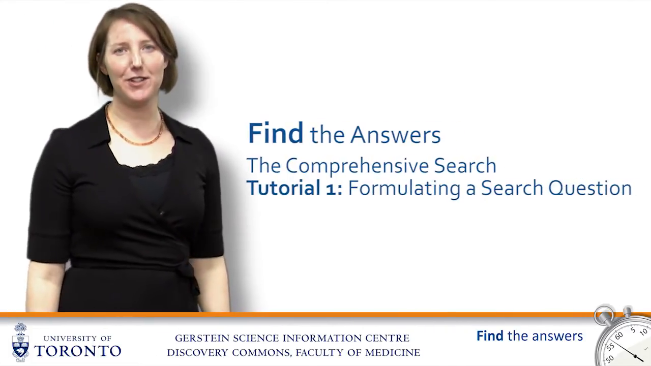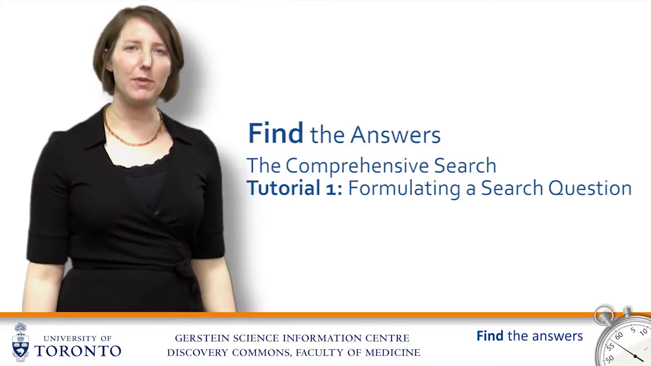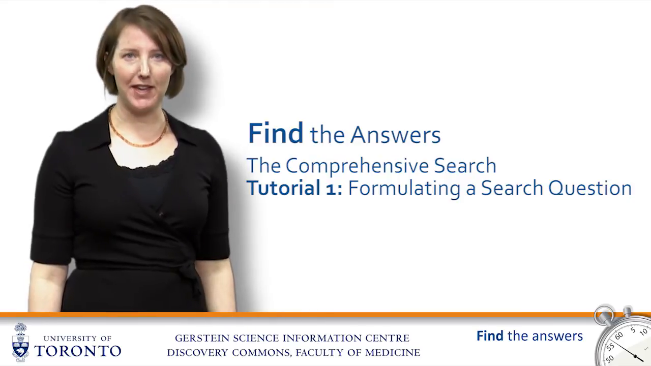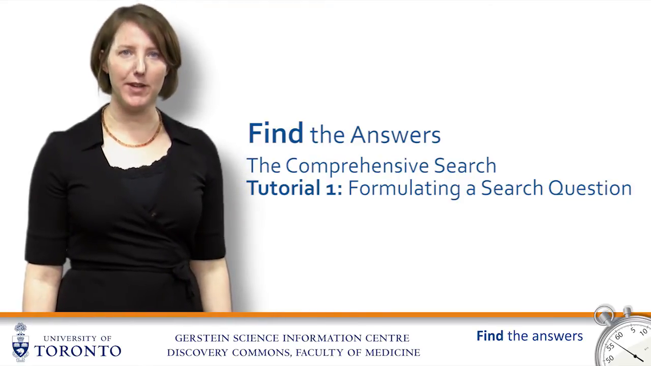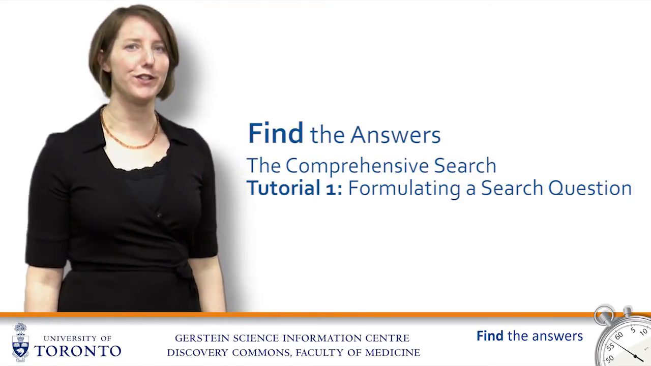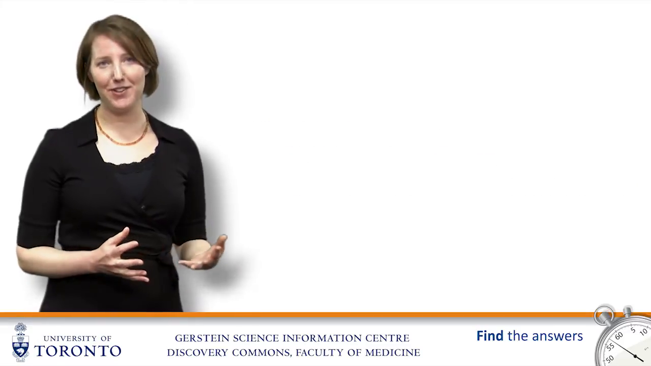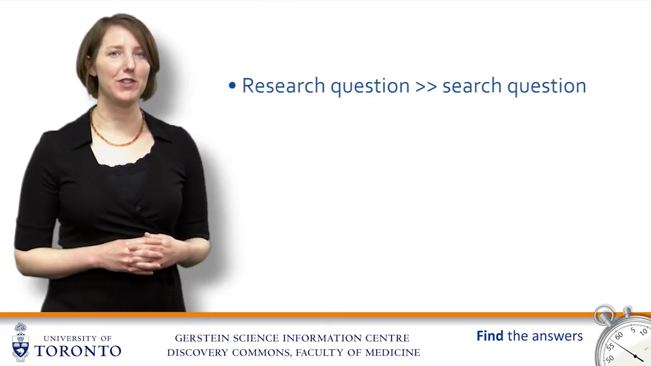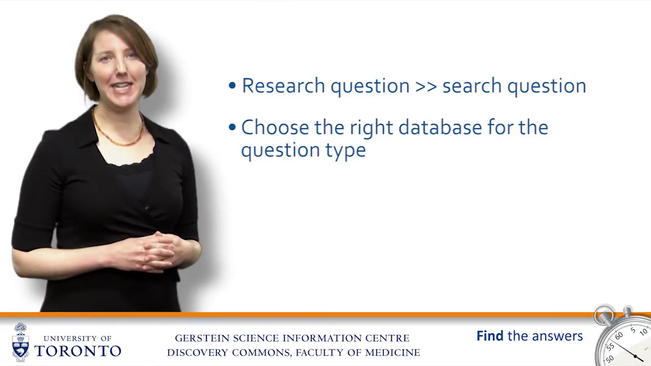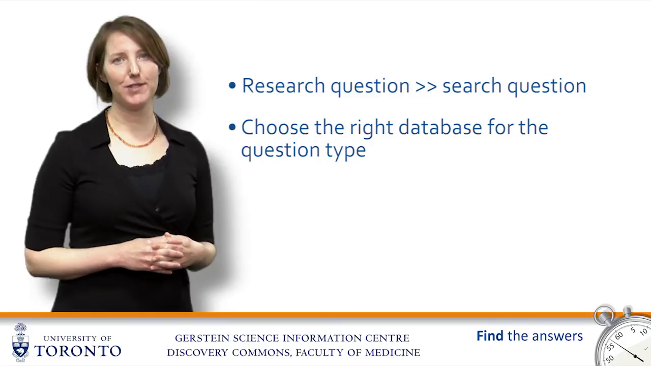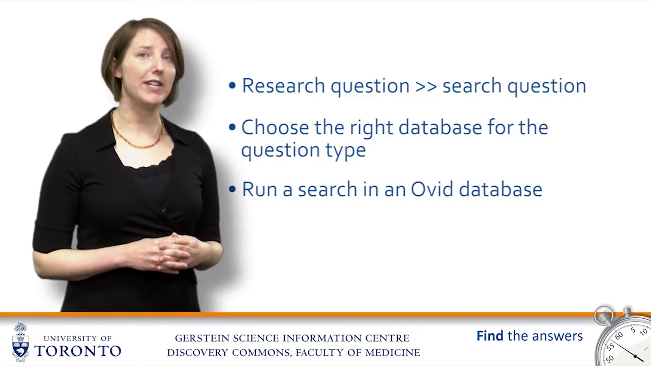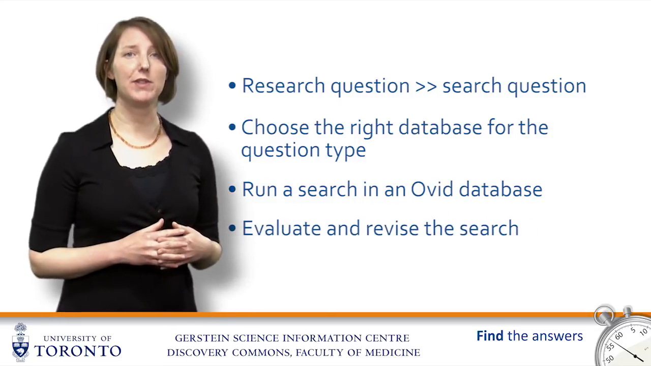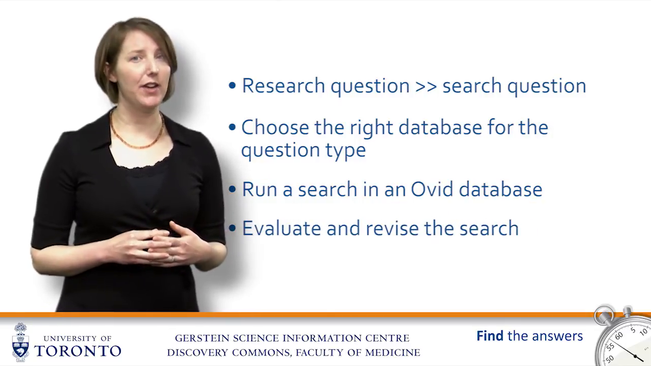This is the first in a series of tutorials on conducting a comprehensive literature search. We'll use a scenario based on the ILP assignment that medical students complete in Determinants of Community Health Year 2, or Doc 2. At the end of this series, you should be able to develop searchable questions from broad research questions, learn the advantages of key databases for different types of questions, run a comprehensive search in a database on the Ovid platform, be able to critically evaluate the results of your search, and if necessary, revise the search.